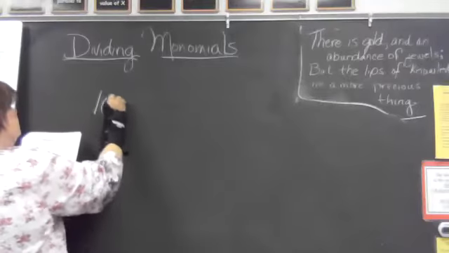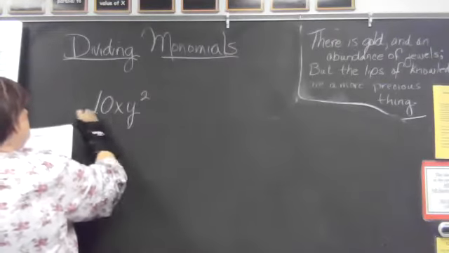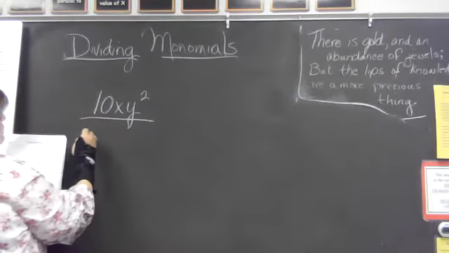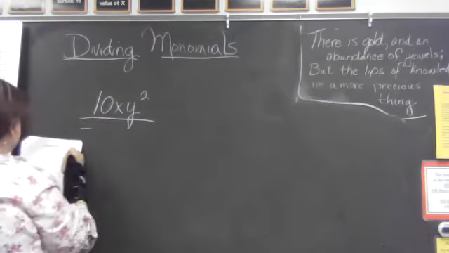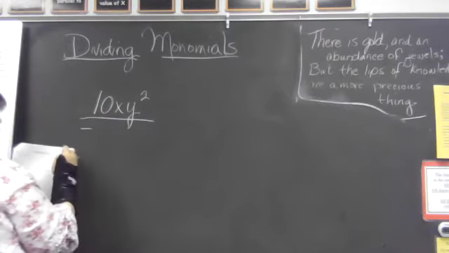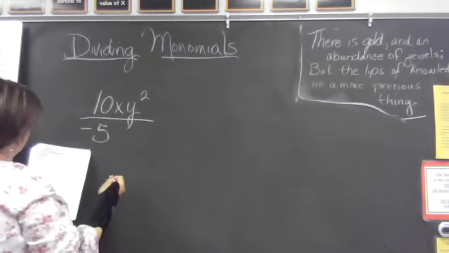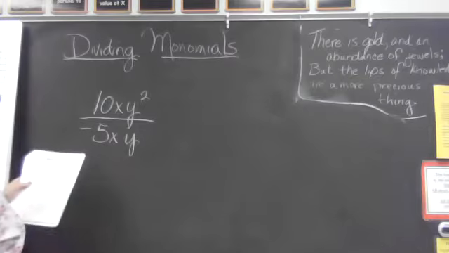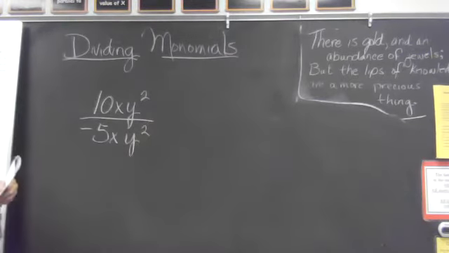And we've got 10 x y squared over, and it's in parentheses. You can put it in parentheses if you want. The reason it's in parentheses is to keep that negative from getting mixed up with the divide sign. So since it won't be by that divide sign anymore, you can take those parentheses off if you wish.